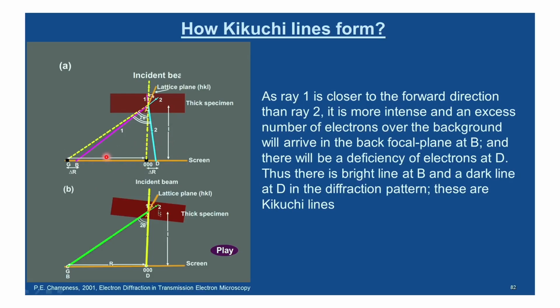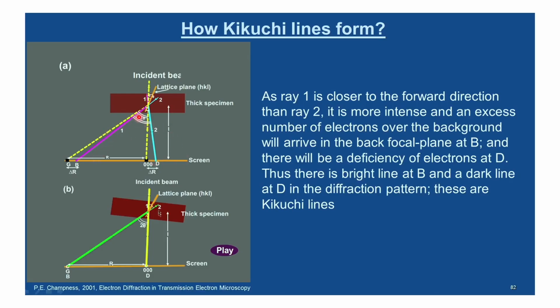There are two kinds of plane. One is the image plane and one is the back focal plane. The back focal plane is the plane where the diffraction pattern is formed, and the image plane is where the image is formed. This will also come in great detail in the TEM part, but for the introduction and for the sake of how the Kikuchi lines are formed, I am just telling you that the diffraction patterns are formed at the back focal plane of the specimen.